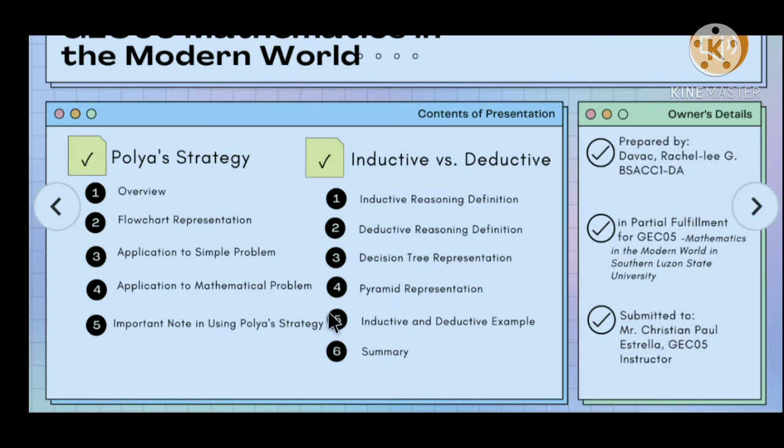While on the inductive versus deductive reasoning part, I will have 6 slides composed of an inductive reasoning definition, a deductive reasoning definition, a representation of both reasonings in a decision tree, a representation in 2 pyramids, and an example of inductive and deductive reasoning. And the last will be a summary of the 2 reasonings.